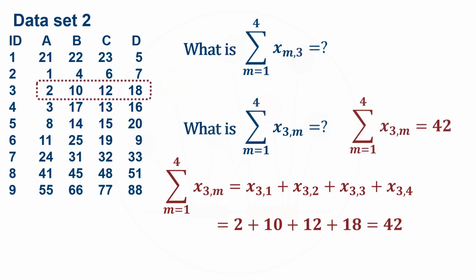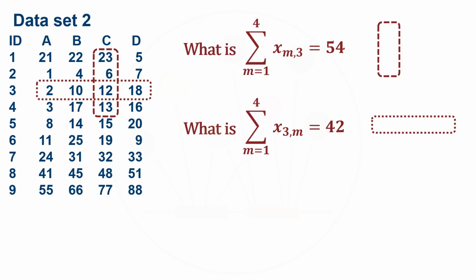For our second summation, m is going from 1 to 4, but now it's the second value in the subscript of x3,m. So it's going to be x3,1 plus x3,2 plus x3,3 plus x3,4. That's the rectangle represented by the dotted line in the data table. So that's going to be 2 plus 10 plus 12 plus 18, which gives us 42.